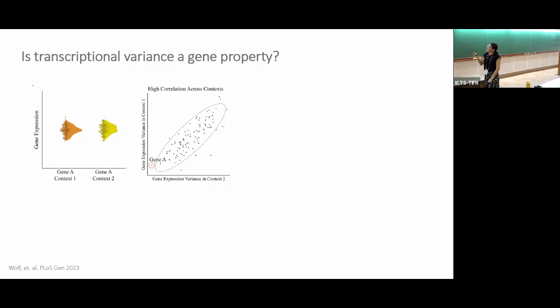And then you can ask, this is gene expression. Is the variance of this gene A in context A the same as the variance of this gene in lab 2, for example? Maybe it's easier: lab 1, lab 2, run different experiments. So what you do is you estimate the variance for every single gene. This is the variance in lab 2. This is the variance in lab 1. And every single dot is a gene.